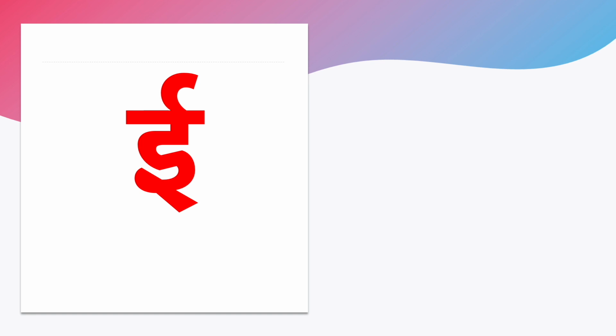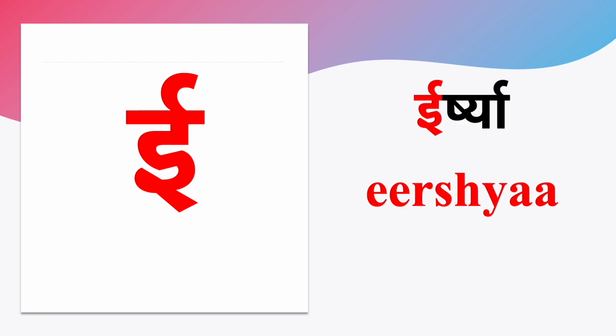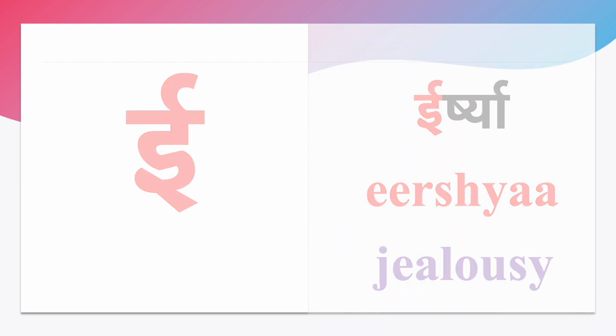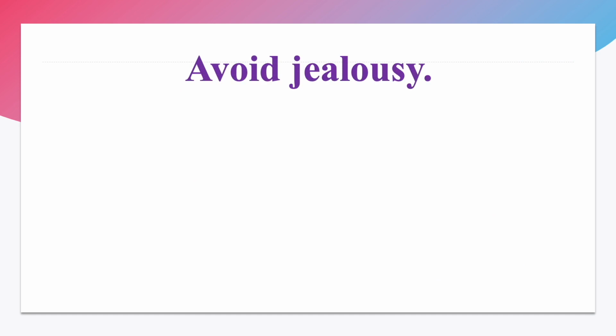The second word with E is ईर्ष्या, which in English means jealousy. Avoid jealousy.